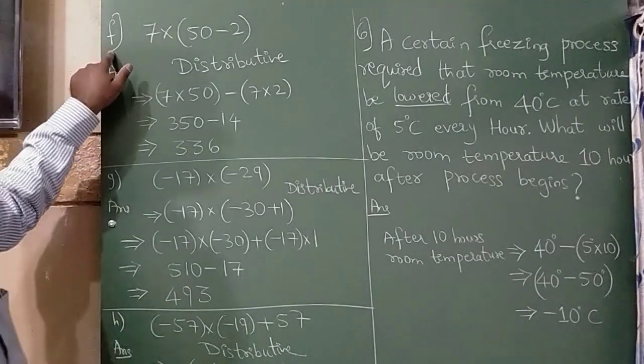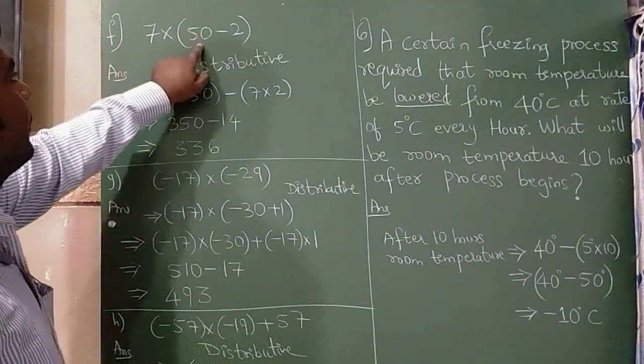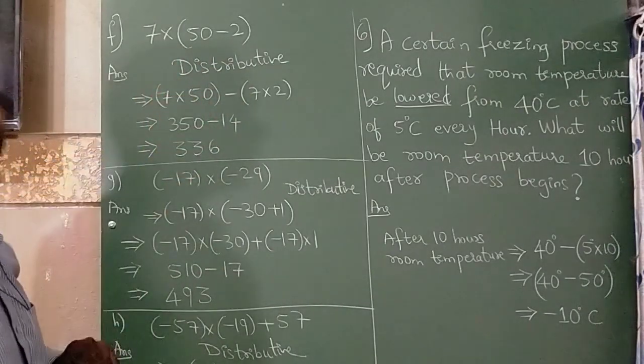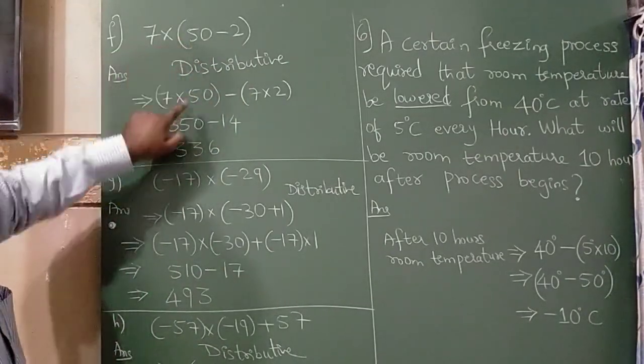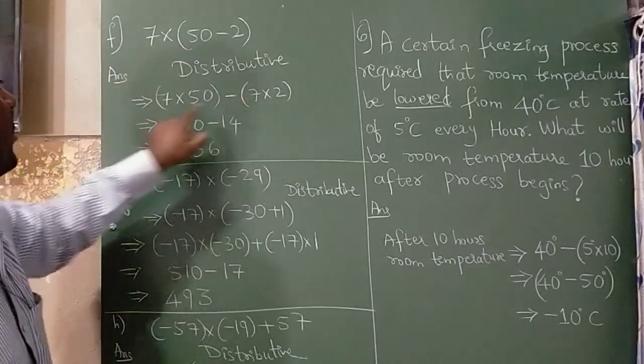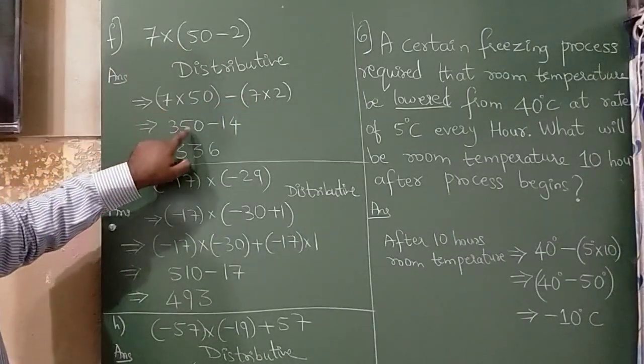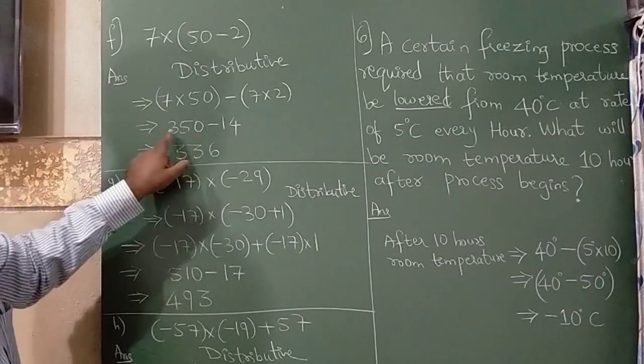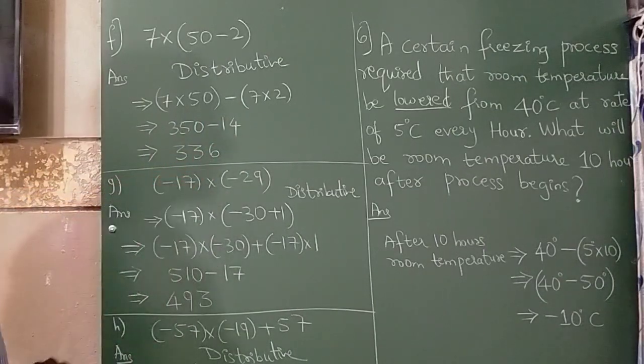Let's move on to the next question. Now the next question is 7 into 50 minus 2. This is distributive property. How? 7 into 50 minus 7 into 2. 7 5s are 35, so it is 350, minus 7 2s are 14. If you subtract, you will get 336.